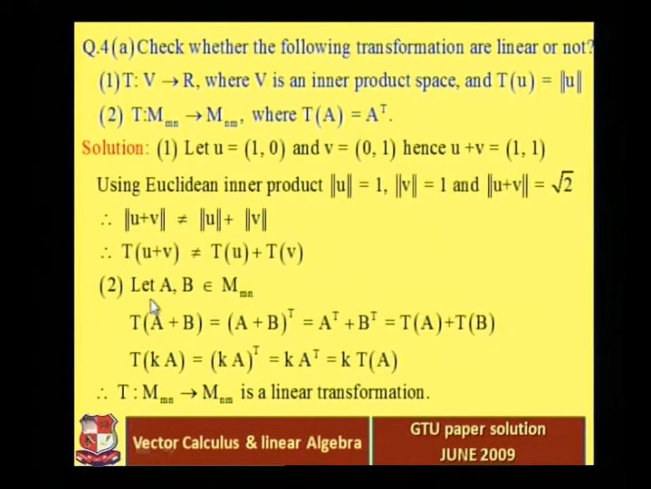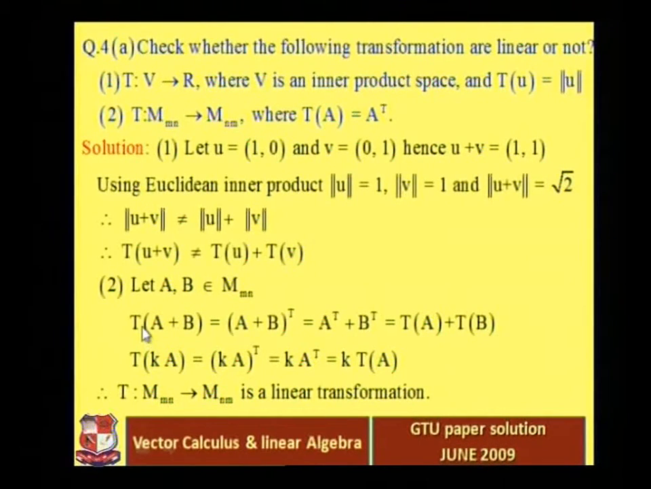The next one: let A, B belong to the set of n cross n matrices. Then T of A plus B is equal to A plus B transpose. Using the property of transpose, A plus B transpose can be expressed as A transpose plus B transpose, which is equal to T of A plus T of B. Now T of K times A is equal to K A transpose, that is equal to K times T of A.